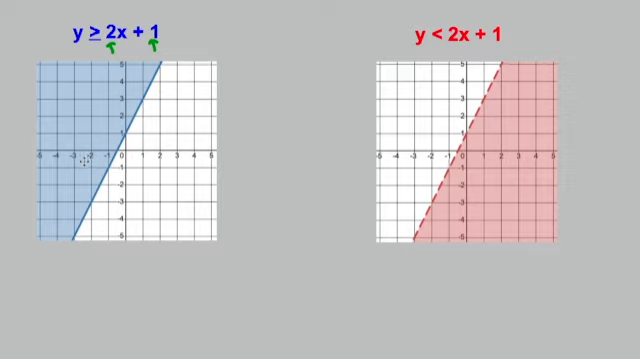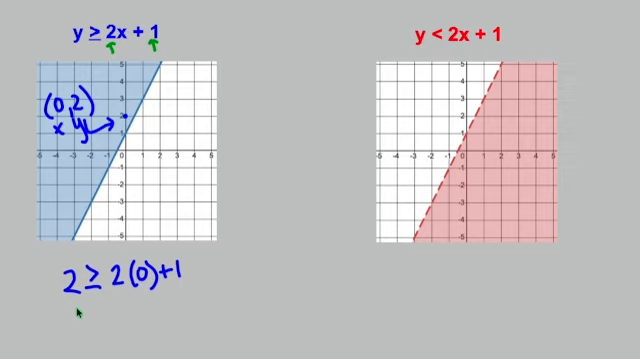Let me show you what I mean by that. You can literally take any point that you want. I'm going to take this point right over here, and that point is (0, 2). It will make this equation true. We know that x is 0, y is 2. So I'm going to plug in a 2 right here, so I get 2 greater than or equal to, x is 0, so 2 times 0 plus 1. As you know, 2 times 0 is 0, plus 1 is 1. So 2 is greater than or equal to 1.